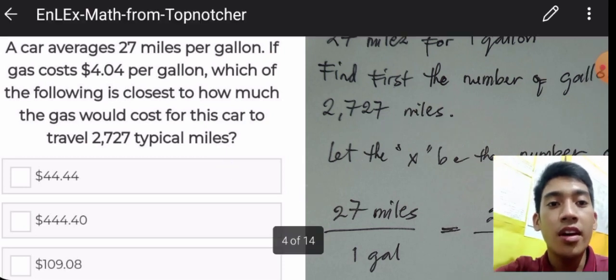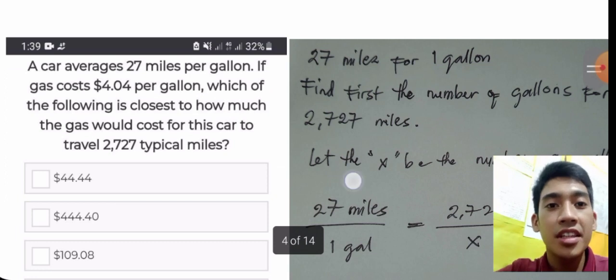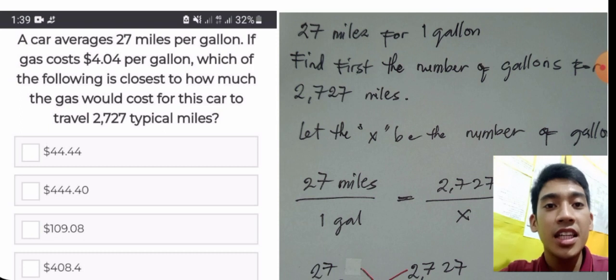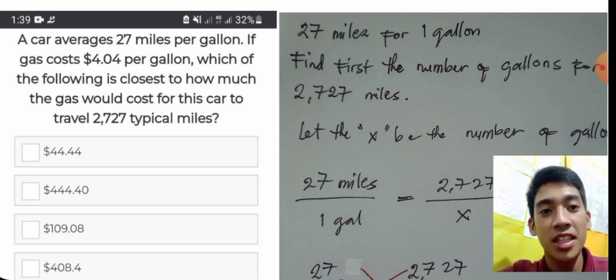Next, a car averages 27 miles per gallon. If gas costs $4.04 per gallon, which of the following is closest to how much the gas would cost for this car to travel 2,727 typical miles? So for 1 gallon, a car can travel 27 miles, and the price of 1 gallon is $4.04.